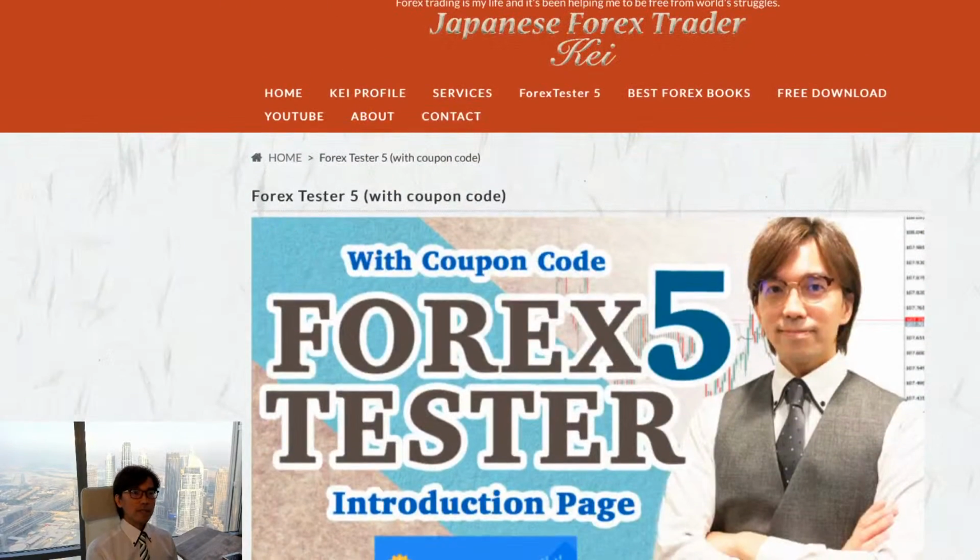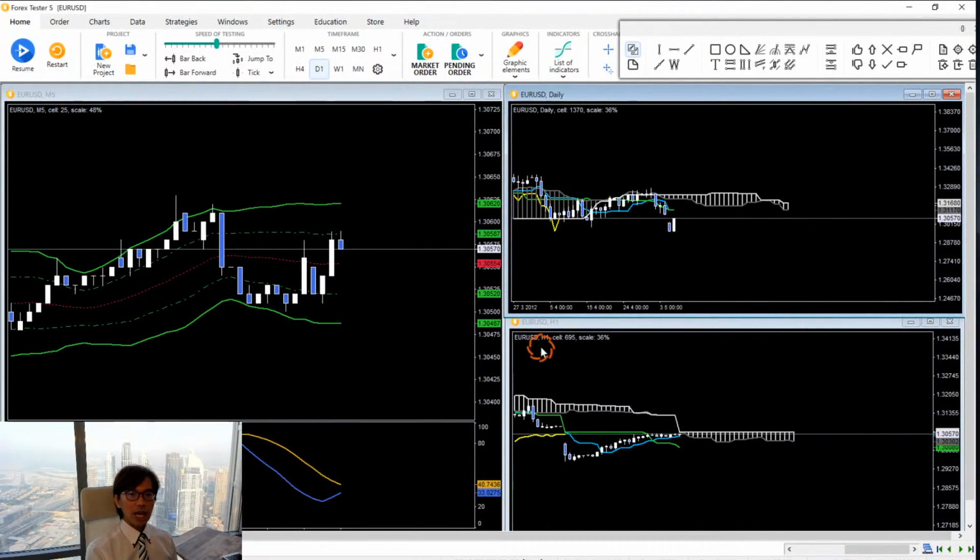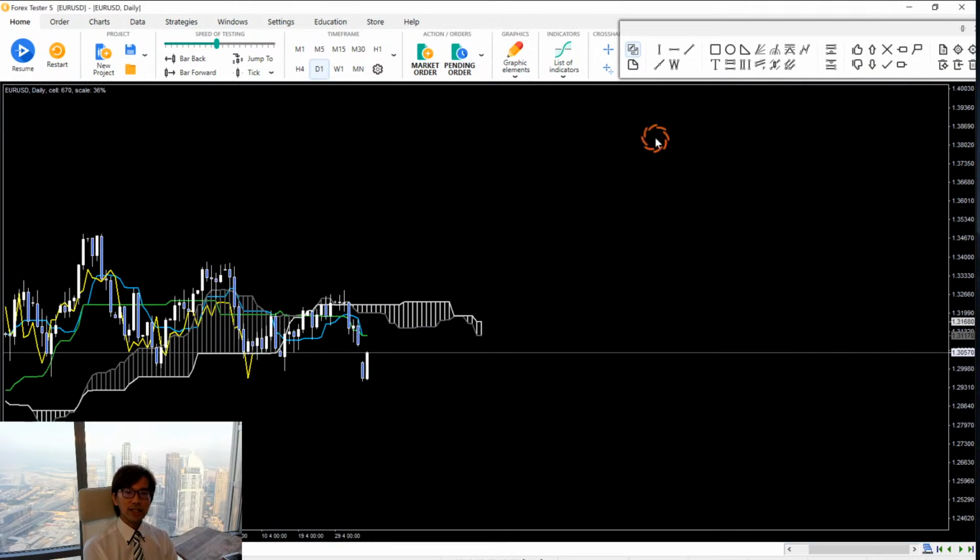Okay, so this is how I lay out the chart initially on this Forex Tester. Let's get started now. Here is EUR/USD, and initially I only look at the daily chart, so I will enlarge the daily chart like this and show only the daily chart.